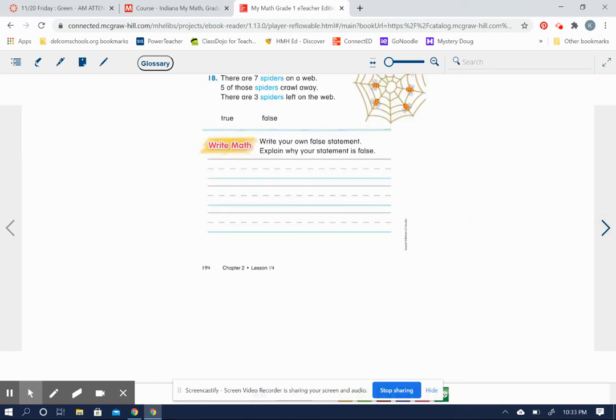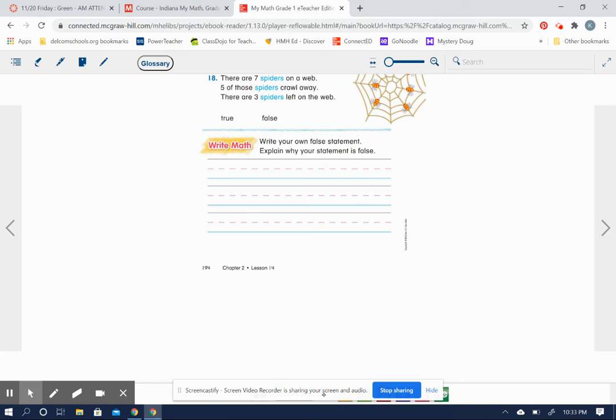Turn the page and, why, I can't see the top of the page. Well, that's going to be a problem. Okay, I'm going to let your parents help you with the top one, number 17. I'll read this one and help you with that.